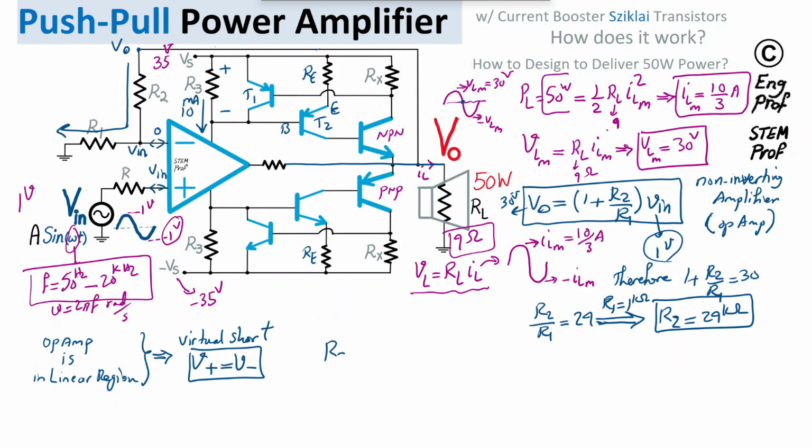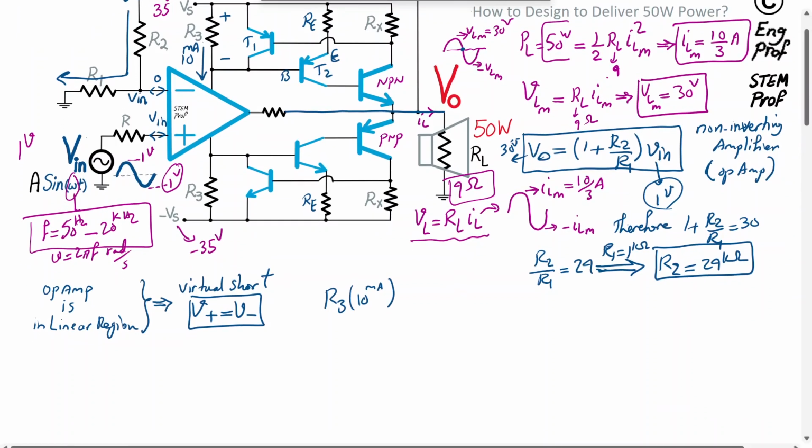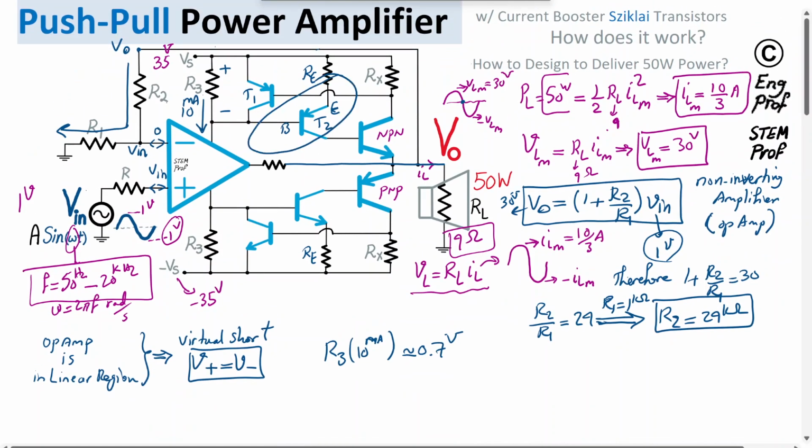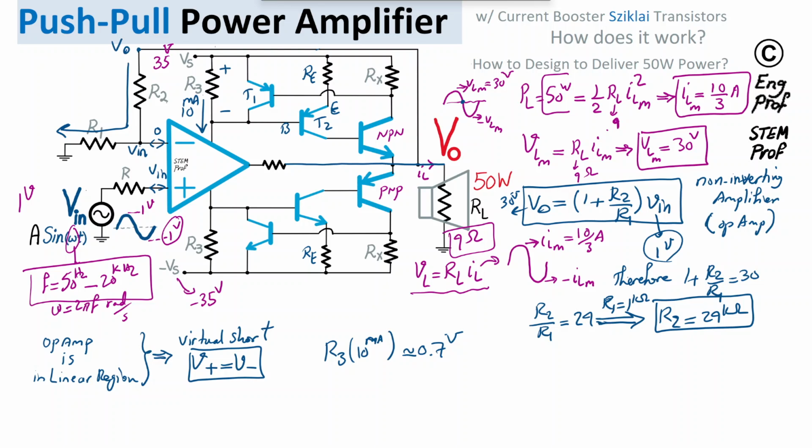So let's set R3 times 10 milliamp in this circuit to 0.7 volt, so that we have this transistor on the verge of turning on, or this transistor on the verge of turning on, because that also depends on the 10 milliamp passing through R3. So if that is the case, then we get that this is 0.01. So what we get is R3 is roughly 70 ohm.